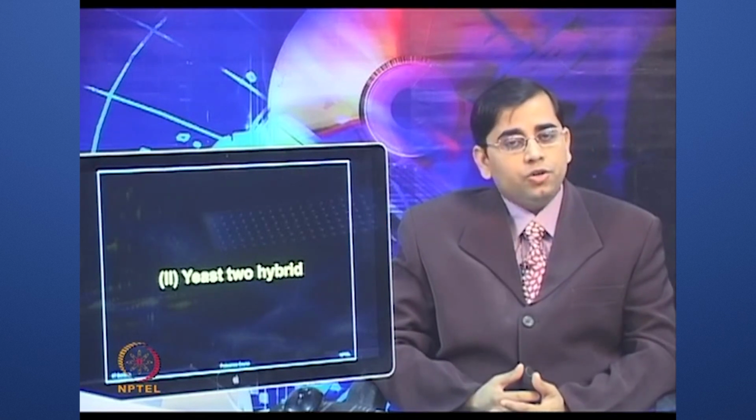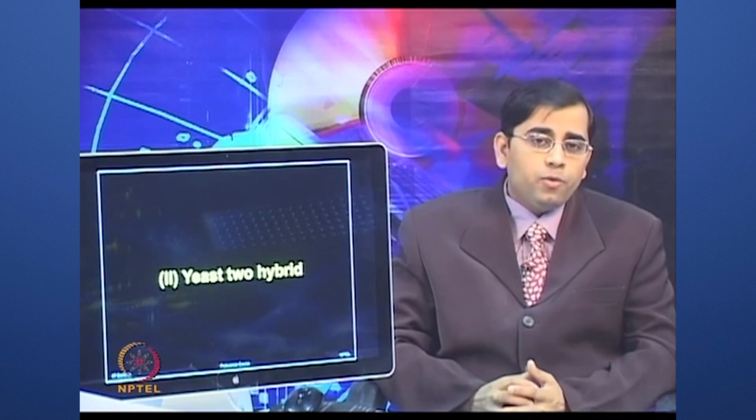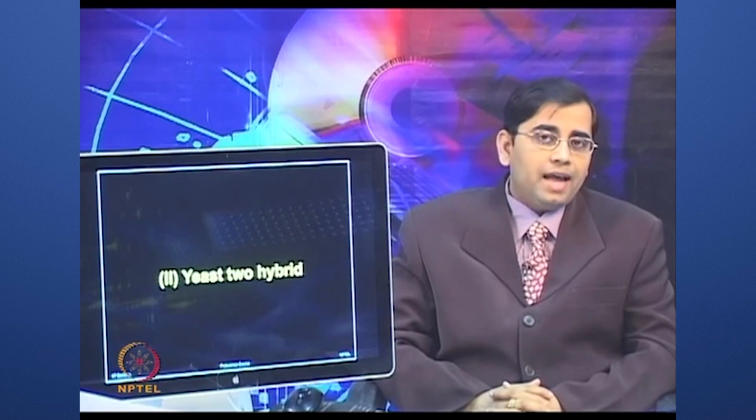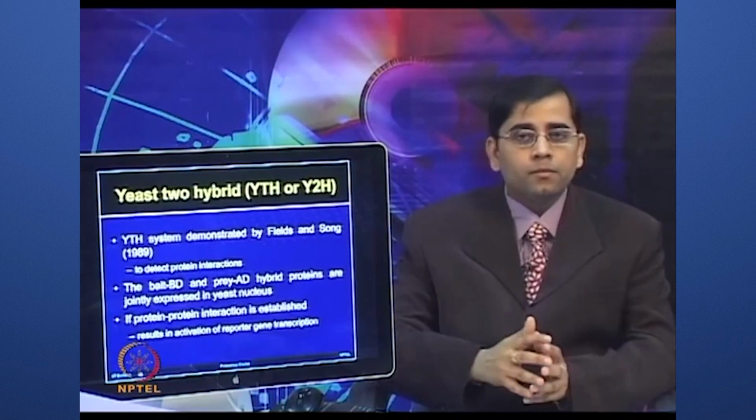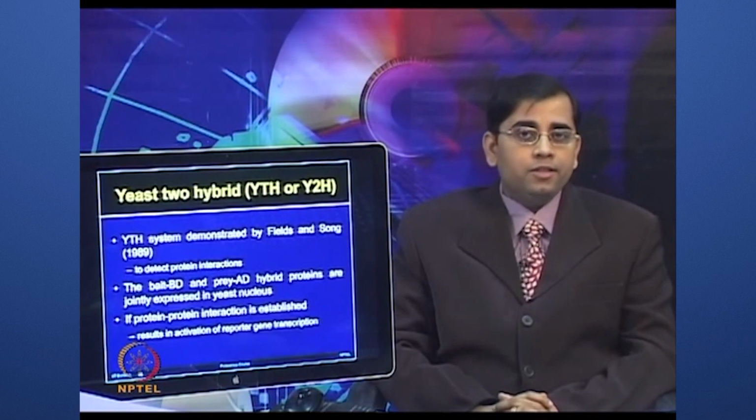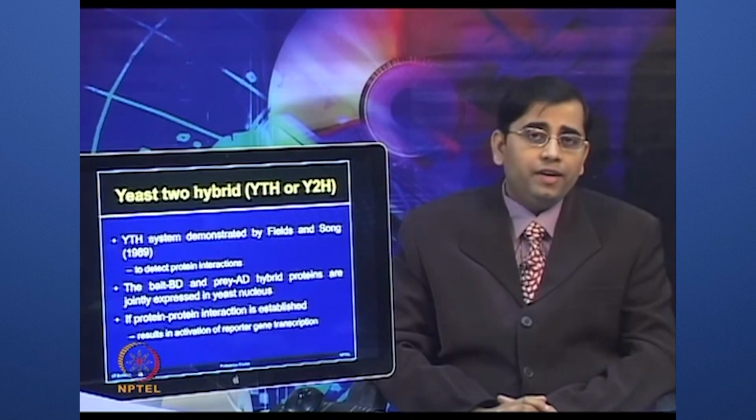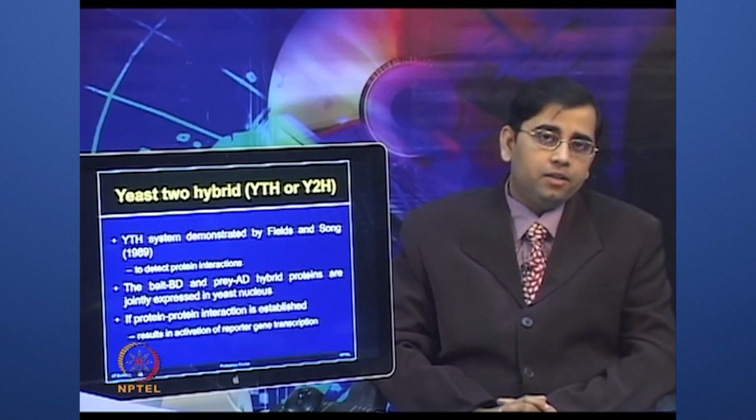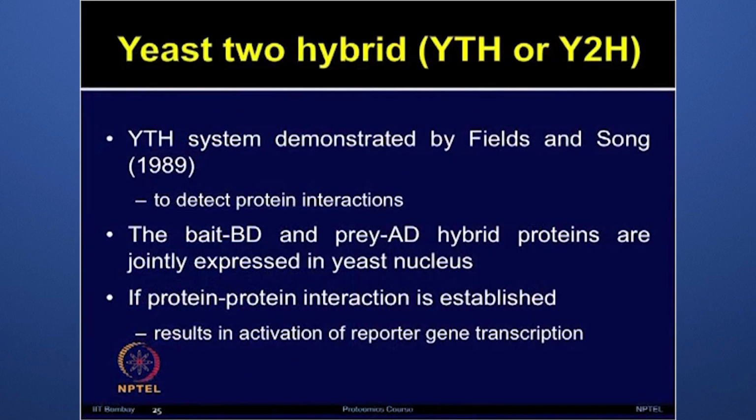So, successful interaction of the bait and the prey protein activates the promoter region, which in turn activates the transcription of reporter genes. The yeast two-hybrid system was first demonstrated by scientists Fields and Song in 1989 for studying protein interactions. Since then, this approach has been widely used in different organisms for various types of biological questions.